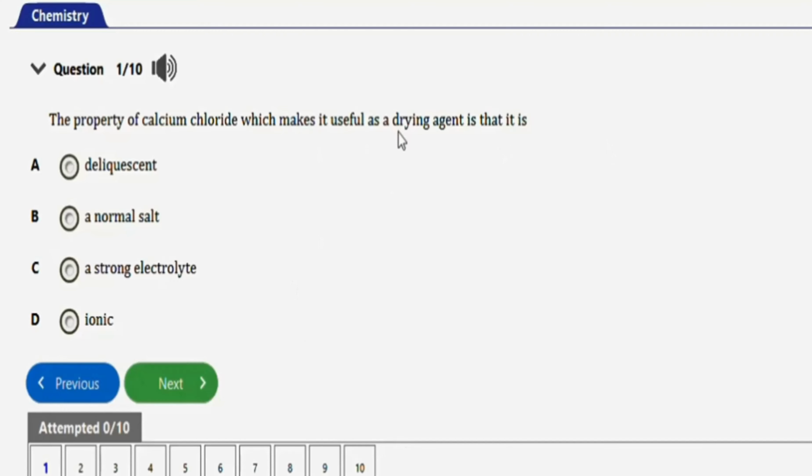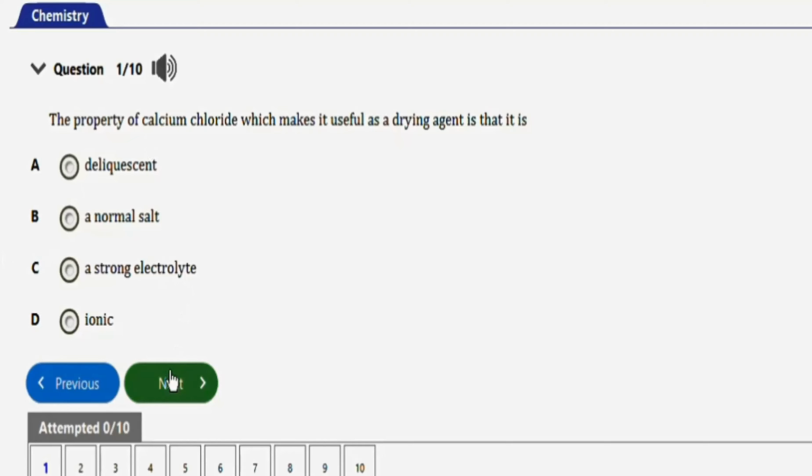Let's get started. The very first question says the property of calcium chloride which makes it useful as a drying agent is that it is option A, deliquescent, a normal salt, a strong electrolyte, ionic. So the right option is option A. The property is that it's deliquescent. Deliquescent compounds absorb water from the atmosphere and form a solution with it. Alright, so it is as simple as this.